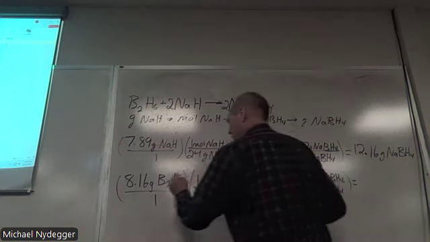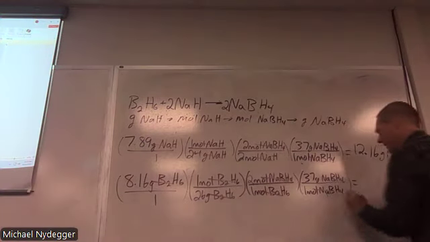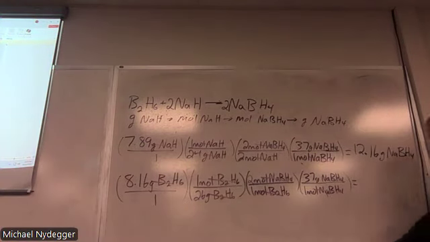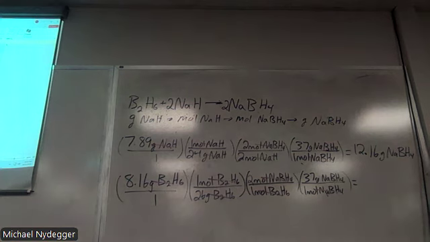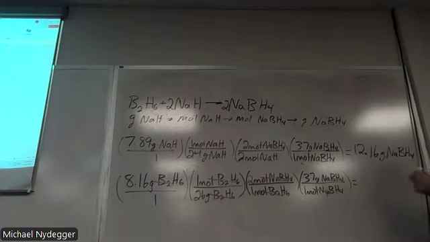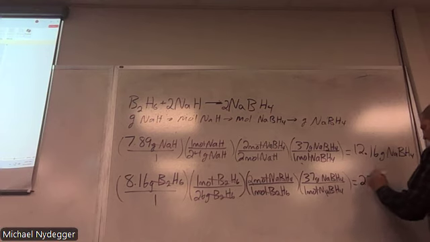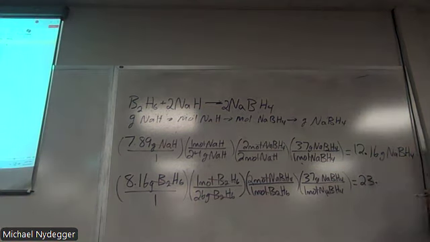All right. That will cancel, cancel, cancel. There we go. All right, so units cancel out. 8.16 times 2 times 6. So in this case, I got 26 point, oops, sorry, 23.2 grams.